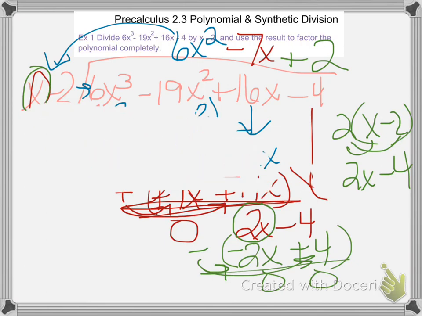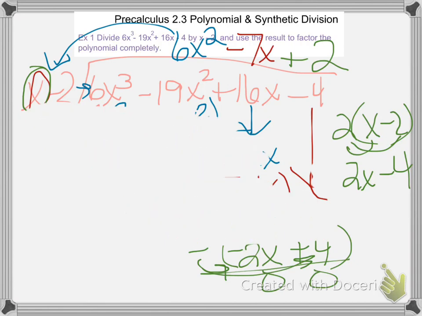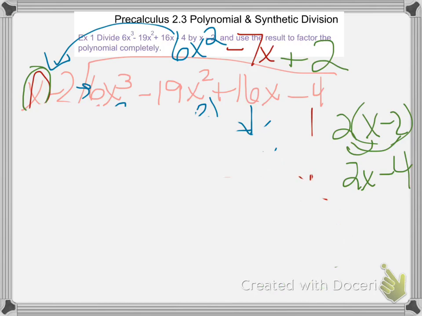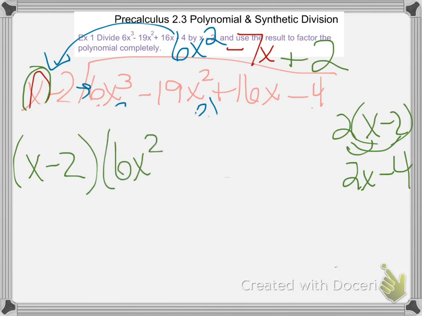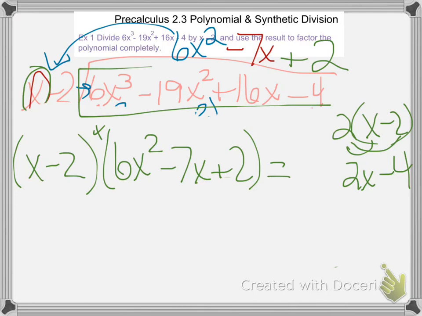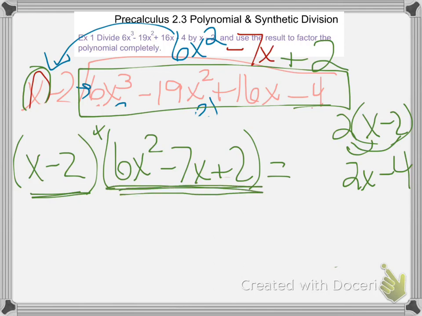Are we done? No, we're not done, because it says divide by x minus 2 and use the result to factor the polynomial completely. We're going to factor the whole thing. Okay, so here's what we have: x minus 2 times 6x squared minus 7x plus 2. When you multiply those two together, that equals our original polynomial. So in a sense, this has been factored out. This is what we found to be left, but can I factor this even more?